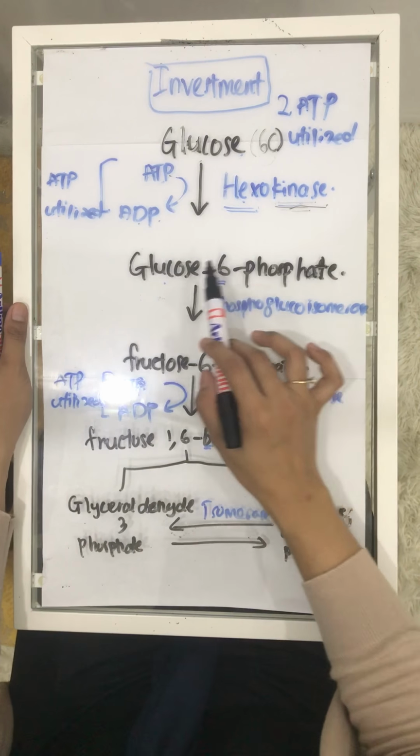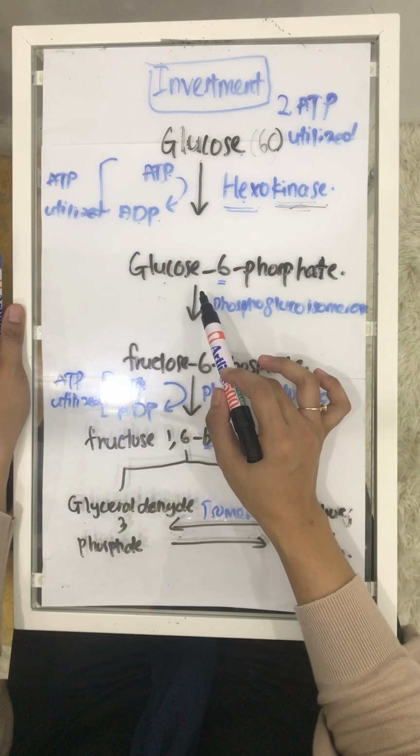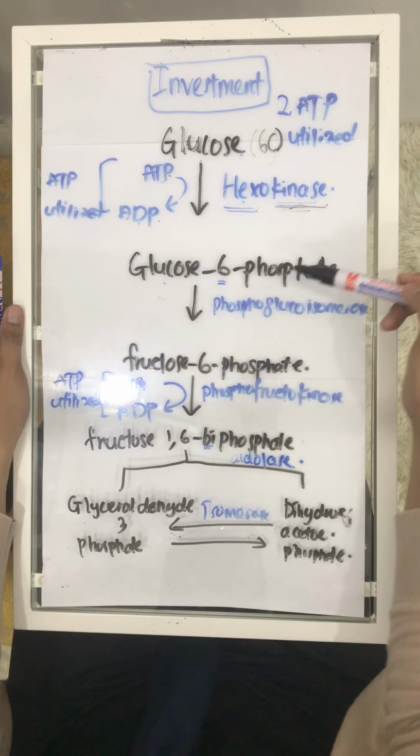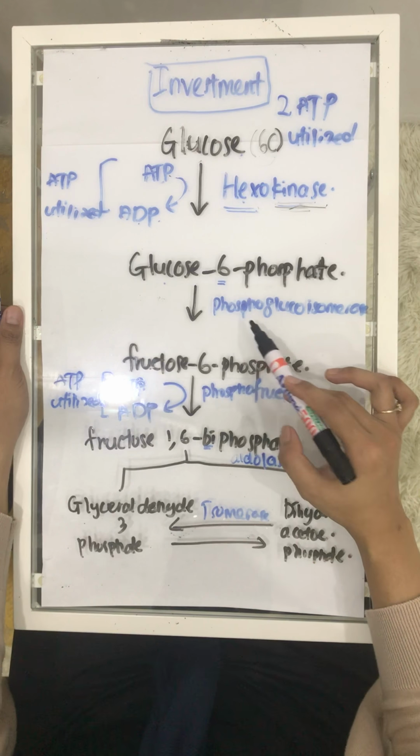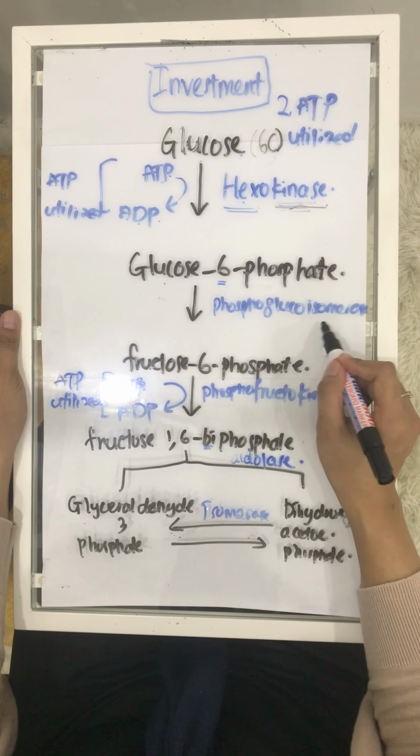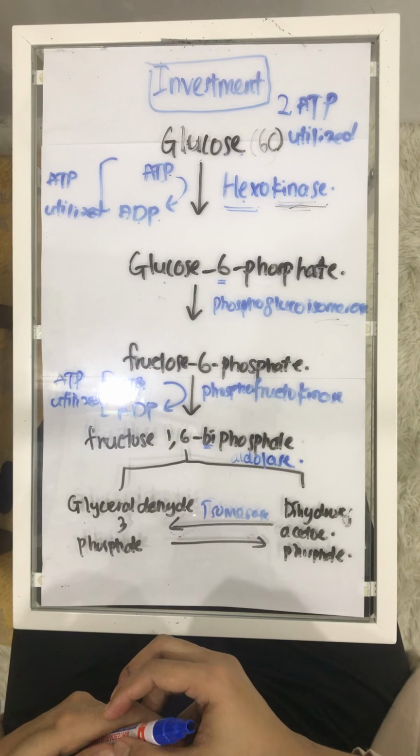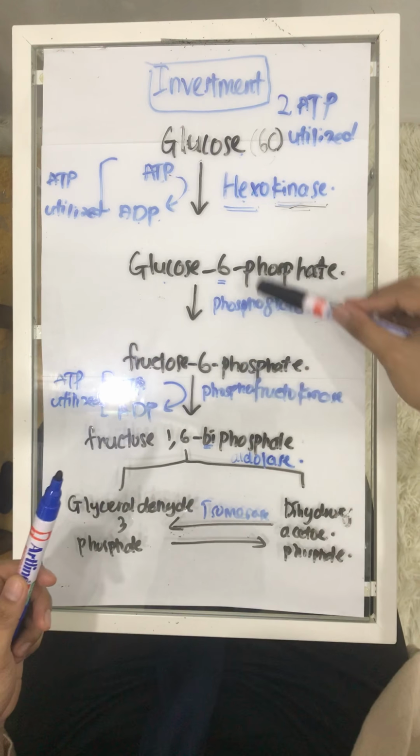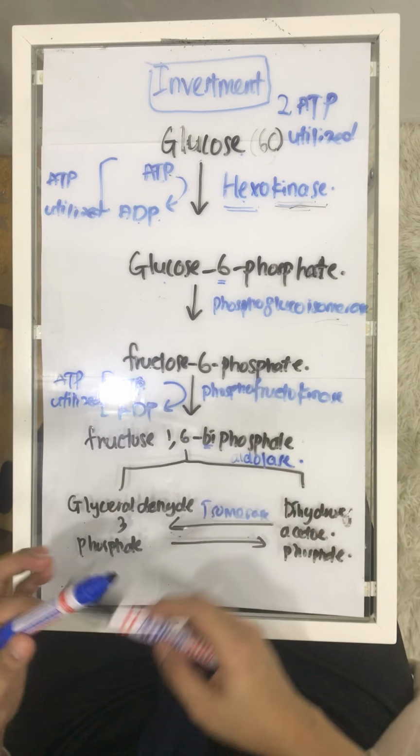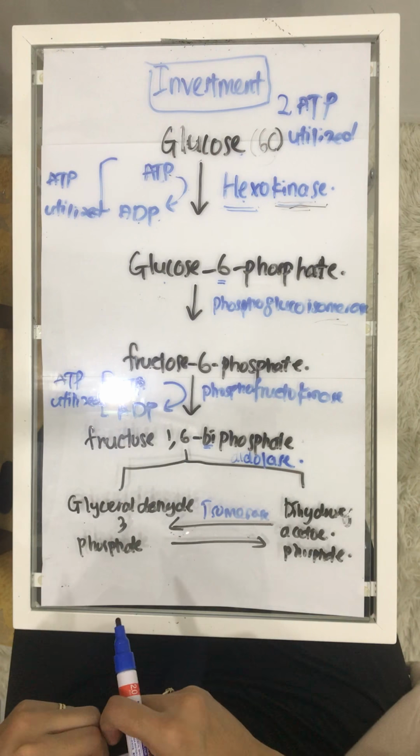The next step is glucose 6 phosphate being converted into fructose 6 phosphate, which are isomers, and it involves the catalyzing enzyme phosphoglucoisomerase. When you see the name isomerase, it means that this enzyme is involved in isomer reactions. This step is a simple rearrangement. From fructose 6 phosphate, it is then converted into fructose 1,6 biphosphate.